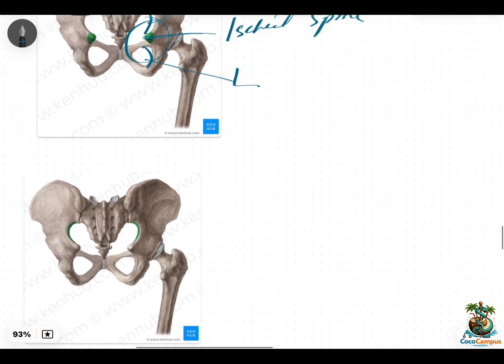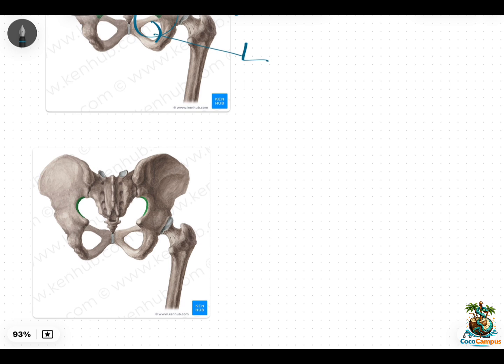Moving on, greater sciatic notch. It's the large notch above the ischial spine. High yield. It is converted into a foramen by the sacrotuberous and sacrospinous ligaments. So you could call it the greater sciatic foramen. Clinical. The sciatic nerve and piriformis muscle pass through here. Compression of it causes piriformis syndrome.